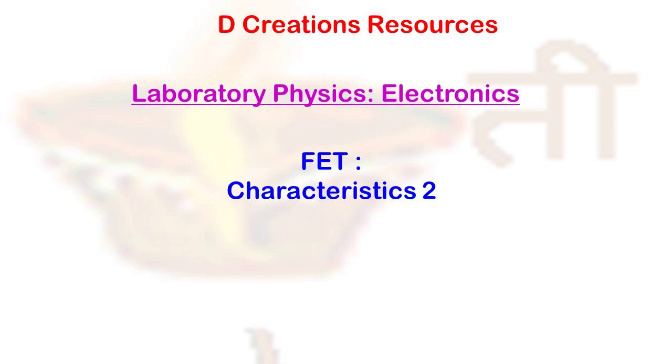We notice that normally VGS cutoff is equal to -4 volts and Vp is also equal to 4 volts. Vp is the pinch-off voltage, which refers to the voltage where the drain current starts saturating.